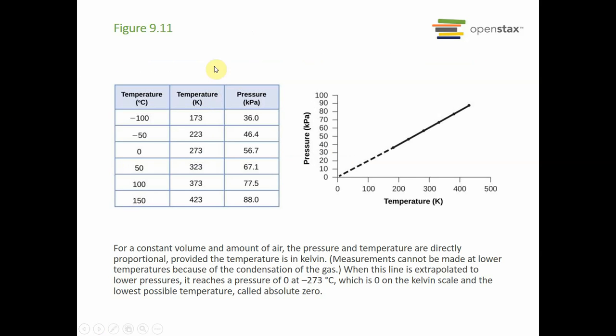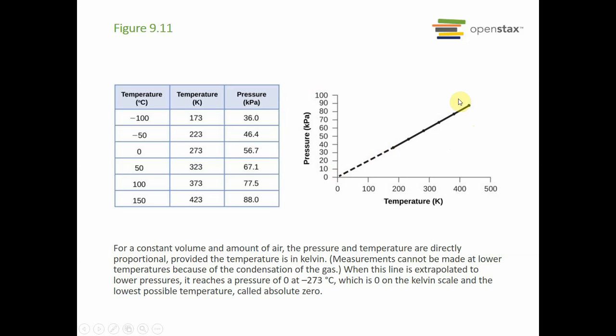Okay, for a constant volume and amount of air, the pressure and temperature are directly proportional, provided the temperature is in Kelvin. Measurements cannot be made at lower temperatures because of the condensation of the gas. That's the reason why this is a dotted line.